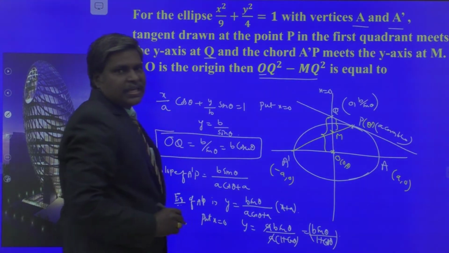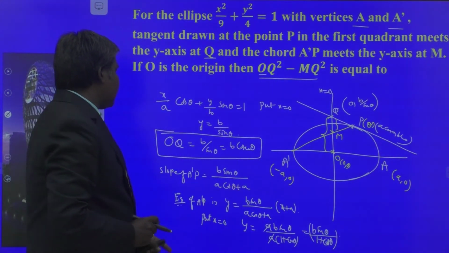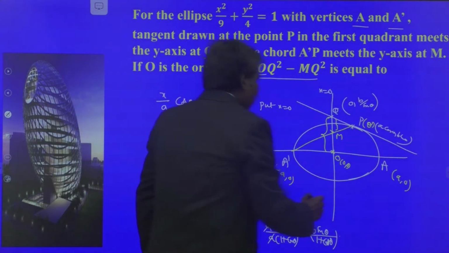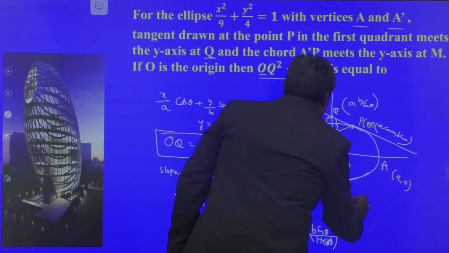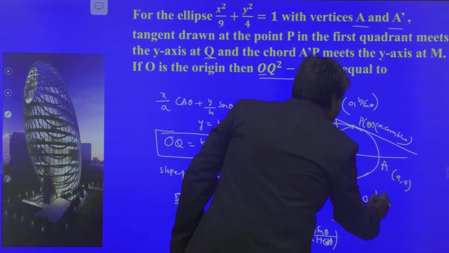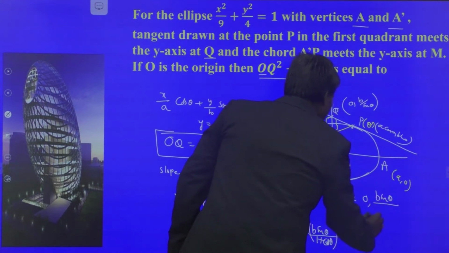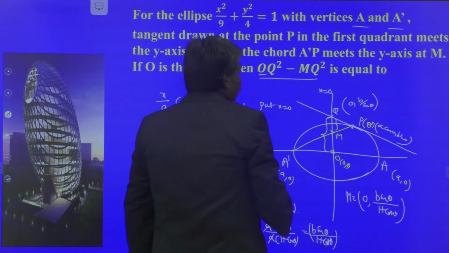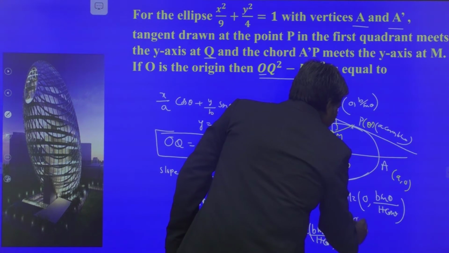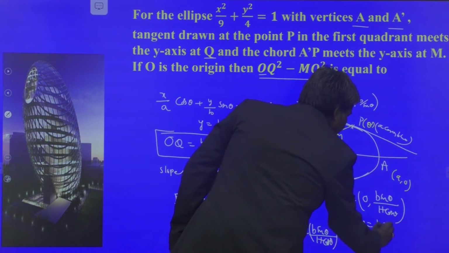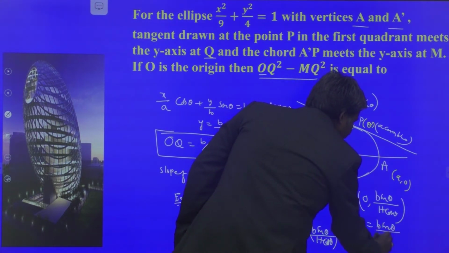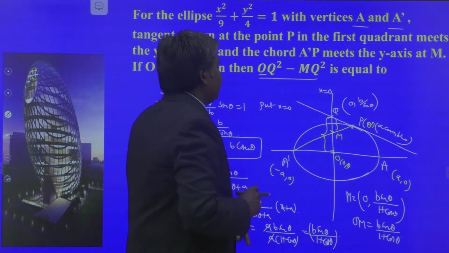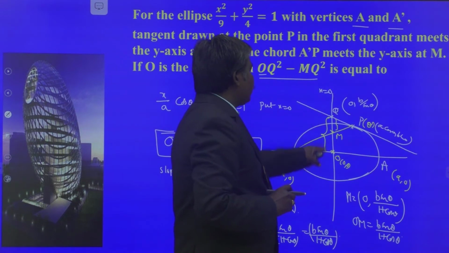This is nothing but b sin theta / (1 + cos theta). So the coordinates of M are (0, b sin theta / (1 + cos theta)). So OM is equal to b sin theta / (1 + cos theta). This is OM. Can you find QM or not? QM is equal to OQ minus OM.